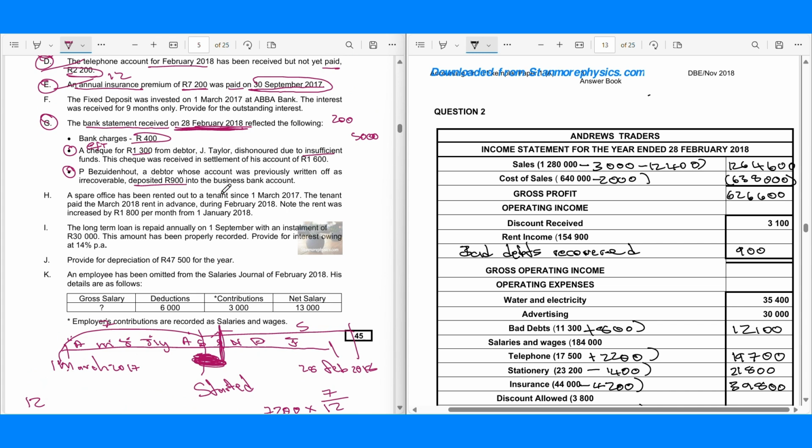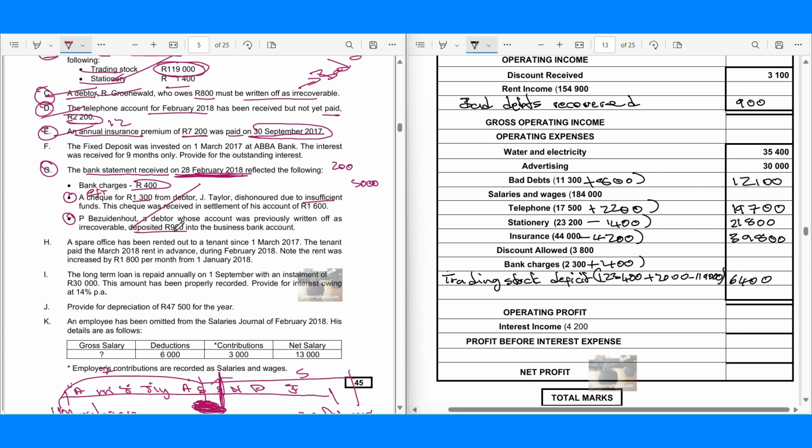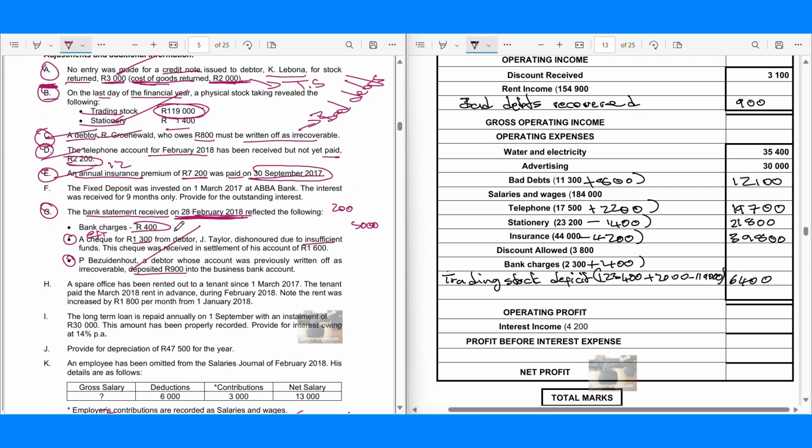So now we are done with this transaction G. They are saying provide for depreciation for the year. So they gave us depreciation there. So let's check discount allowed. Let's check the other transactions there. Number F, we are talking about a fixed deposit that was invested on 1 March 2017 at the Absa Bank. The interest was received for 9 months. Provide the outstanding interest. So this means that they are owing us actually. They are owing us. We should record it under this.